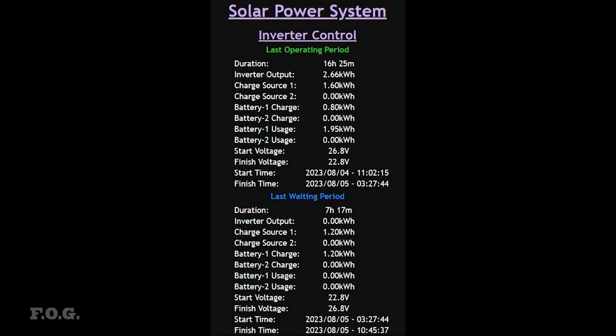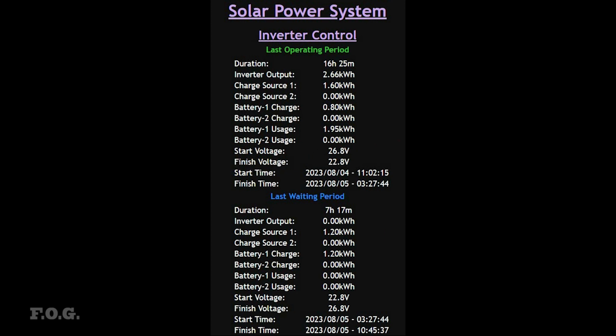And here we can see the recorded information for the last completed operating period, as well as the last completed waiting period. The record includes start and finish times, as well as the duration of the operation. It also includes the accumulated kilowatt hours for each of the various shunts. And finally, I logged the bus voltage at the point the mode was entered into and when it exited.